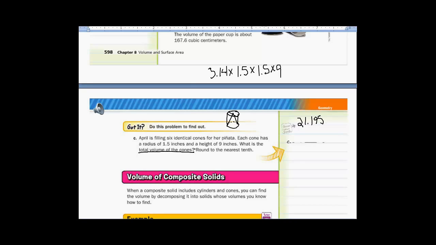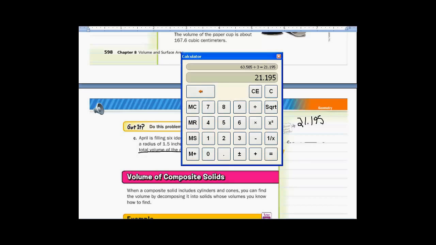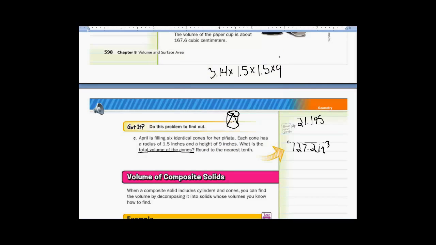Total volumes of the cones, which means you need to times this answer, 21.195, times 6, since there's 6 identical cones. I get 127.2. And what was our label? Inches cubed. 127.2 inches cubed. All right, last one here before I promise I'd get you out of here short today.